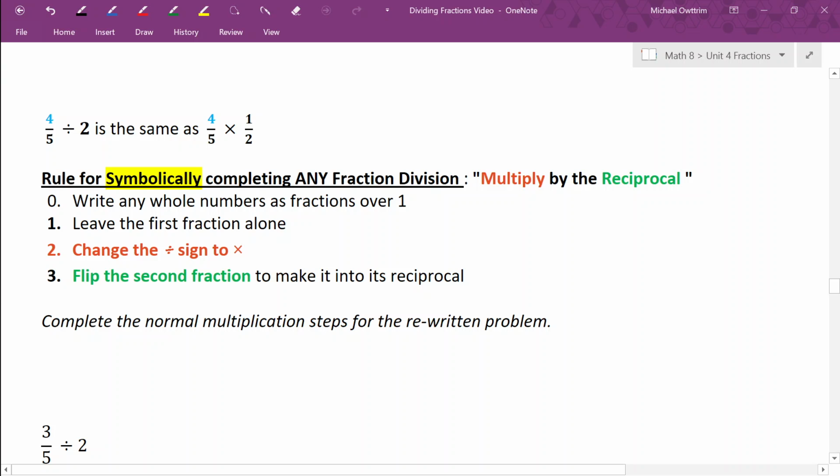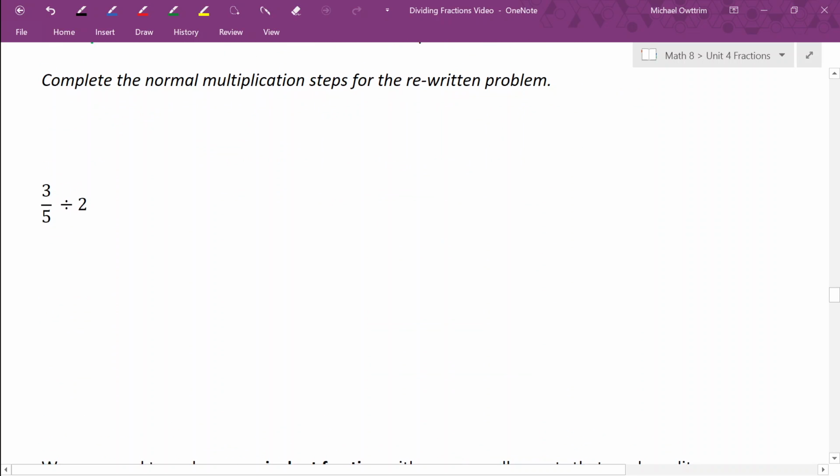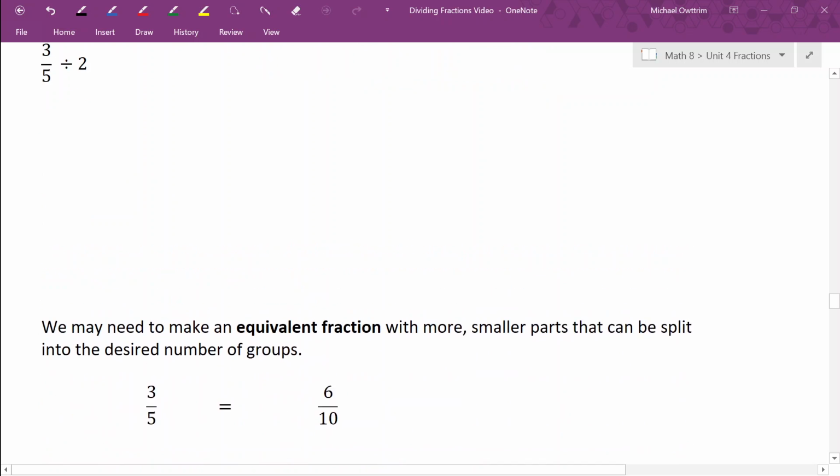That's the multiply part of multiply by the reciprocal. And we're going to flip the second fraction. Flipping a fraction makes it into its reciprocal. Reciprocal is just a fancy word for a fraction that has been flipped. And after we've done that, we can complete our normal multiplication steps, multiplying the top by top, bottom by bottom, and simplifying. So let's go ahead and take a look at another problem, something a little bit like this, with 3/5 divided by 2. Oops, I think I'm getting ahead of myself.